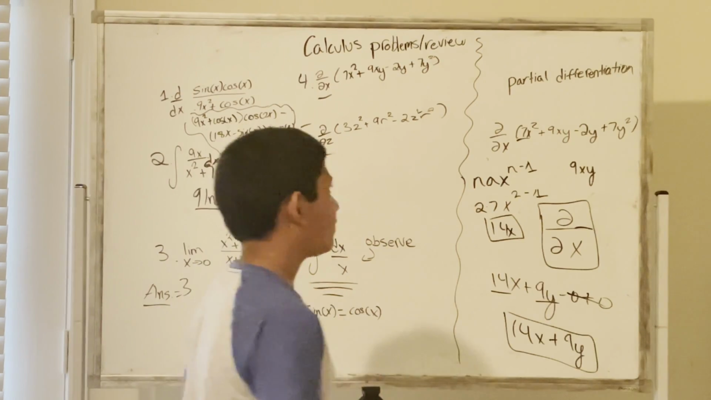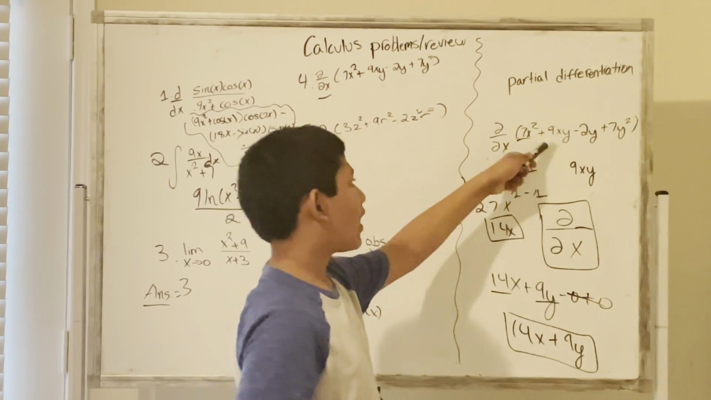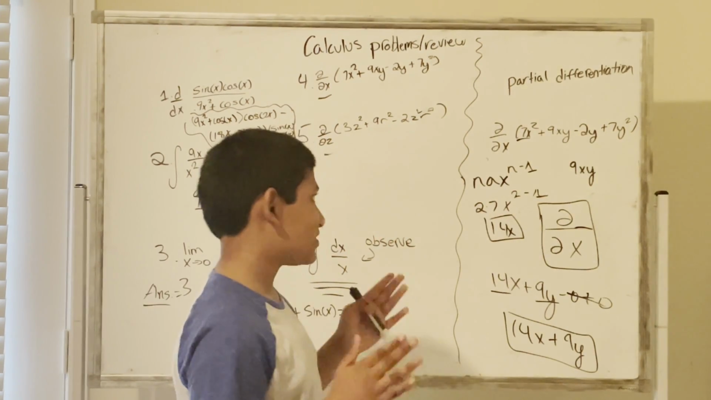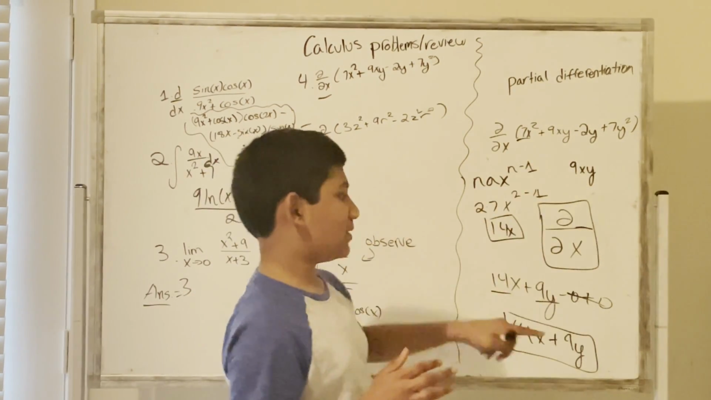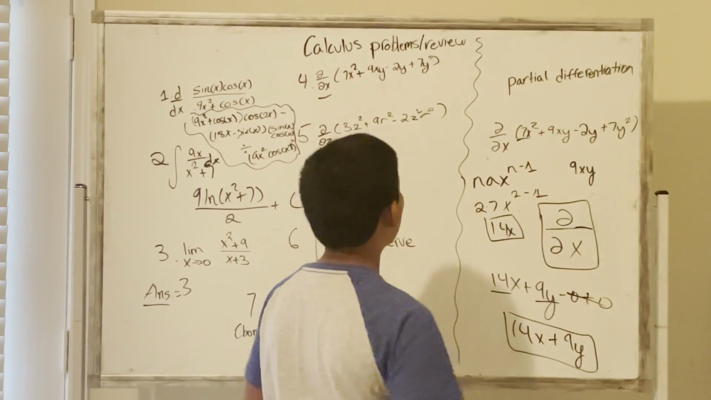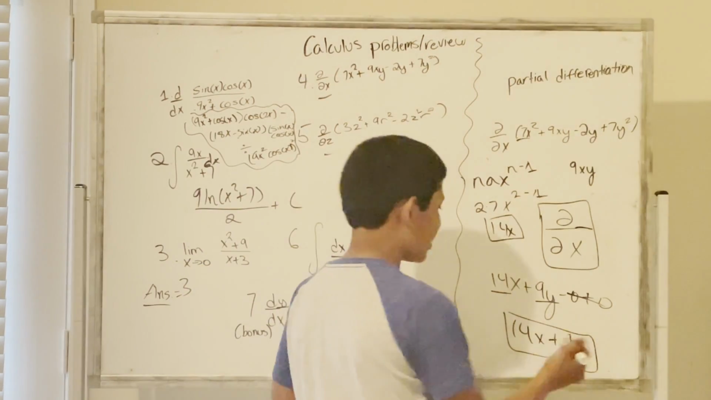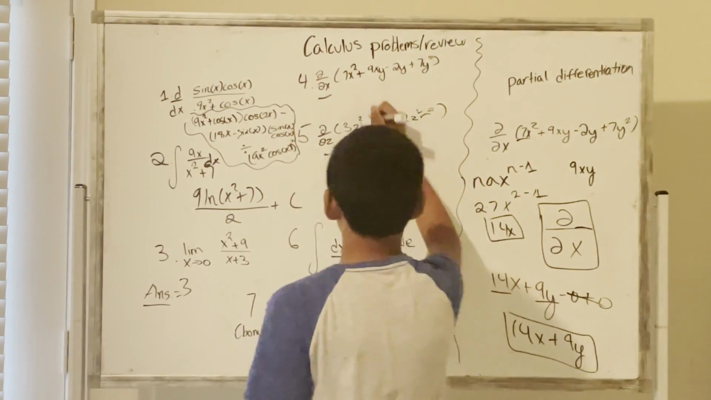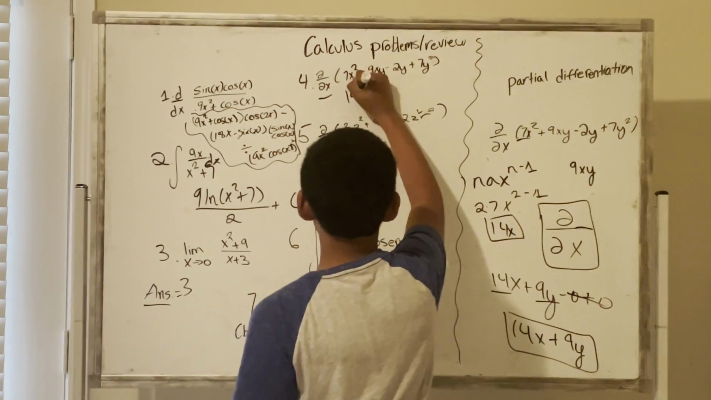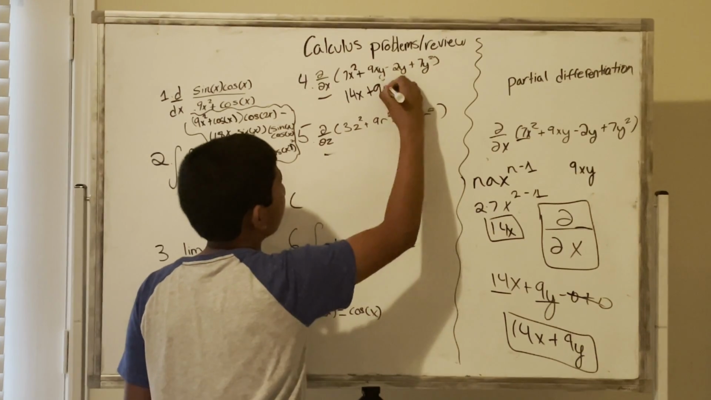So let's check our work. 7x squared, that's 14x, the first term. 9xy, if x is the one we're differentiating for, then it'll just be 9y, and we are. These two terms will cancel out since they have no x terms. Boom. So we get 14x plus 9y, and we can write this in our answer box. We get 14x plus 9y.